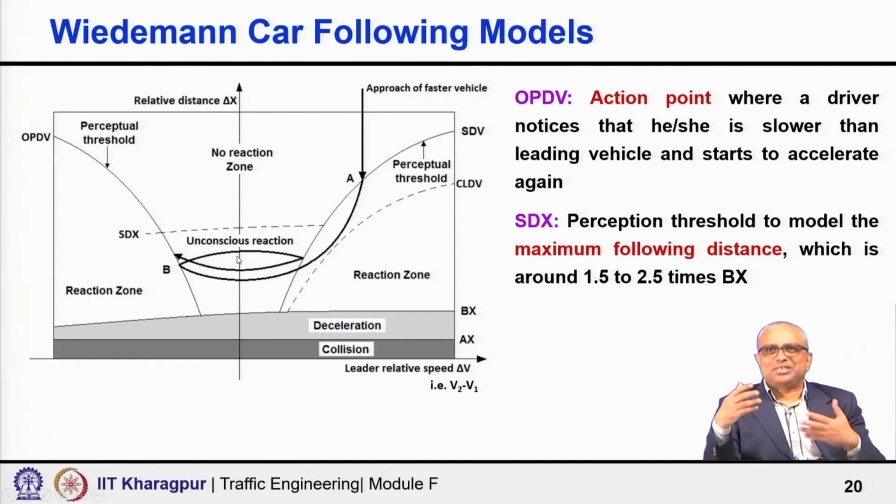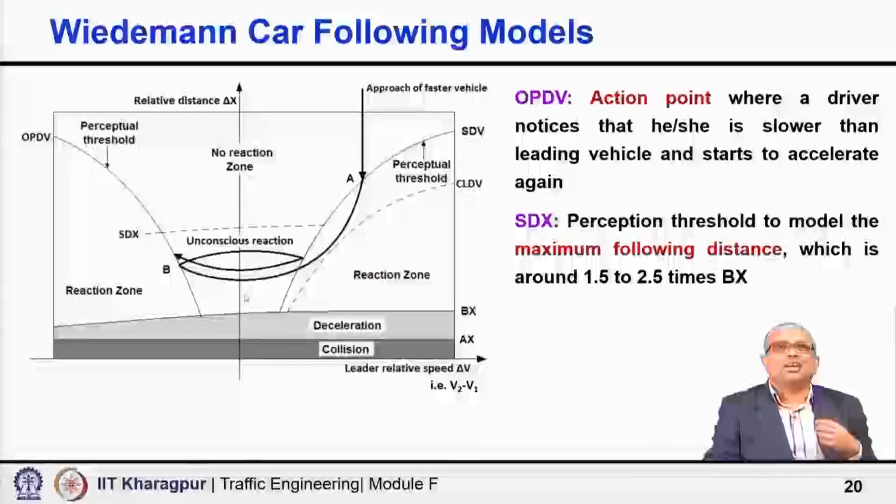So, unconsciously sometimes, because not that exactly the same speed, same assessment, every small thing can be assessed, that may not happen. That is why it is not called a no reaction zone, but an unconscious reaction zone. Reaction may happen, but not conscious reaction.